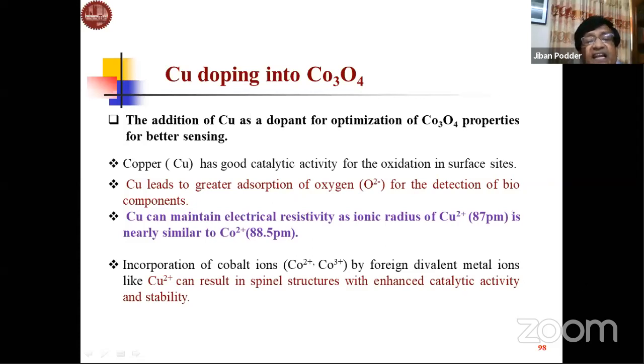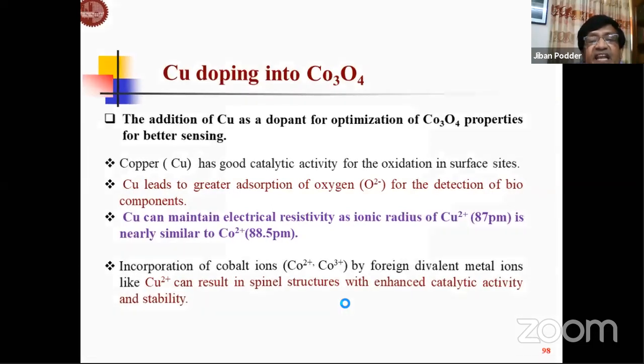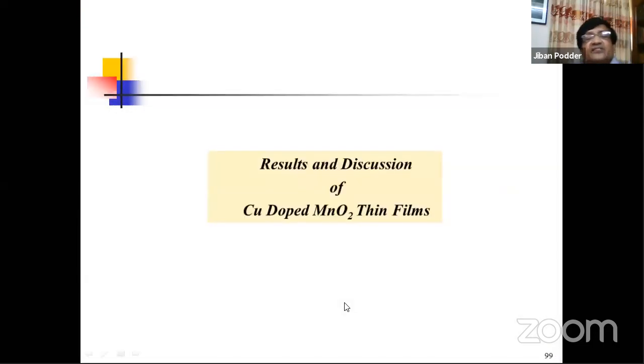But simply we can say from the resistivity values and the response time calculation that 4% copper doped cobalt oxide thin films are suitable, and we found a good response time for glucose sensing. This is maybe the last of the results and discussion, on the copper doped manganese oxide thin films.